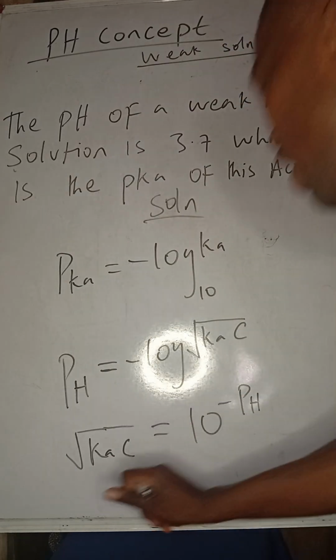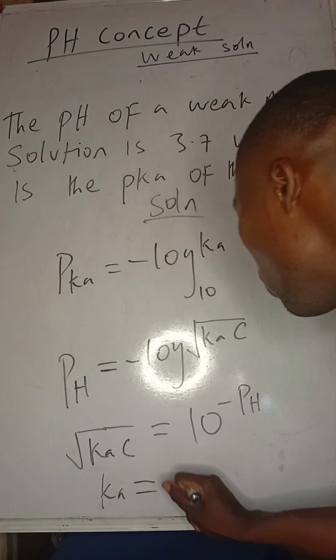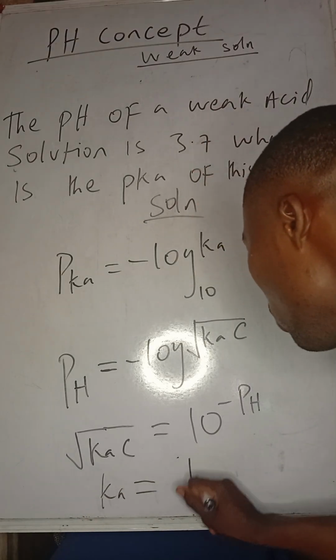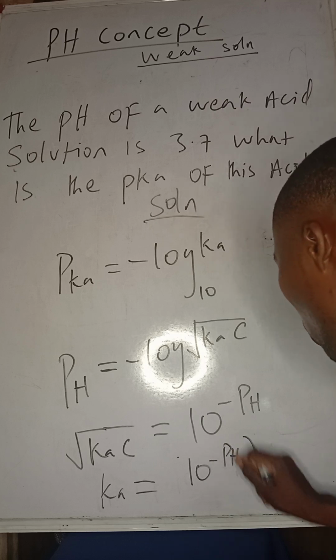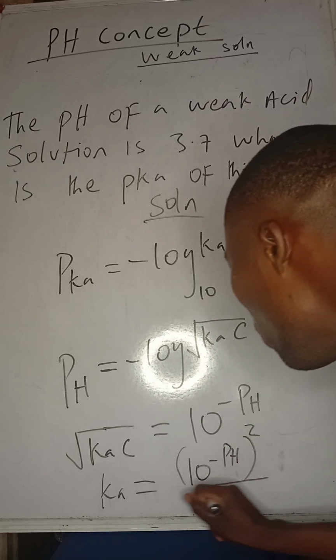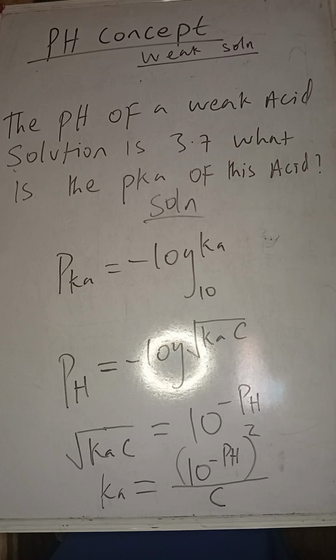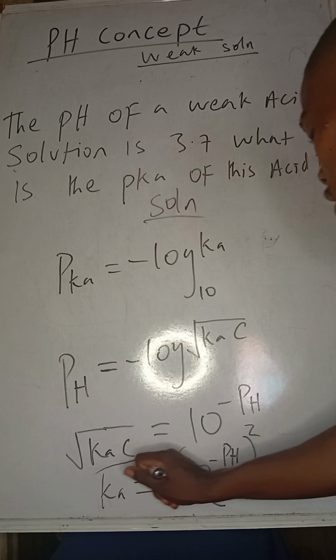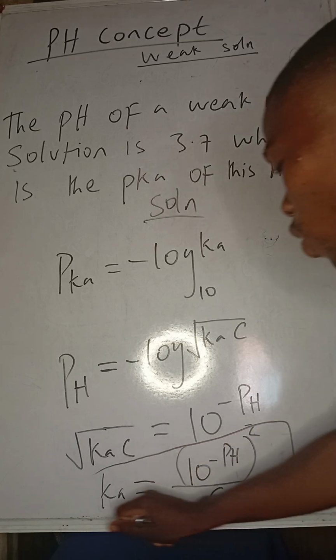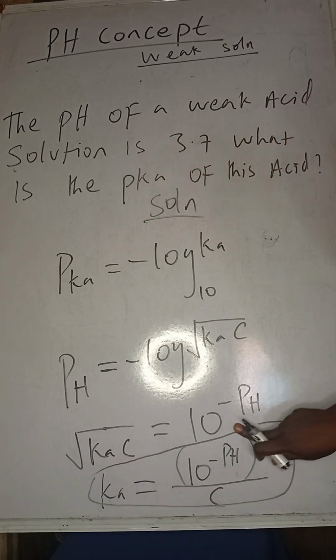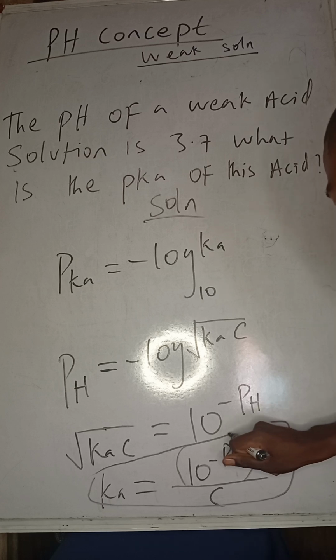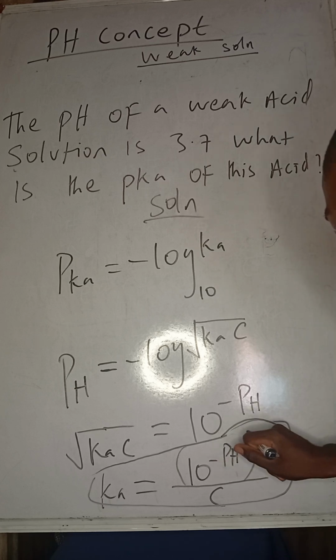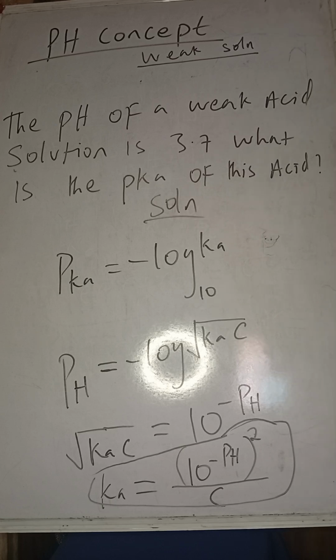Now, therefore, Ka is equal to 10 raised to power minus pH, all squared, all over C. Let me circle it out so you don't get confused. Remember, there's a square here, so all squared. 10 to the power minus pH, all squared, all over C. That's the formula I'm going to use to get my Ka.